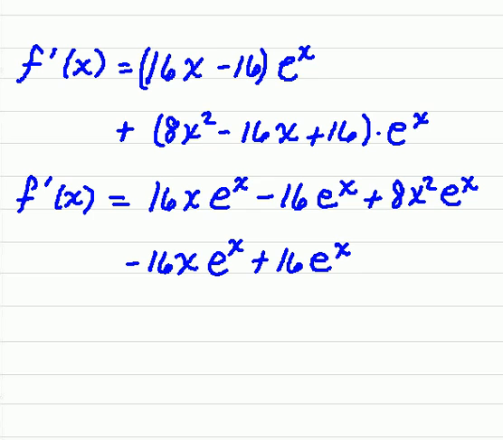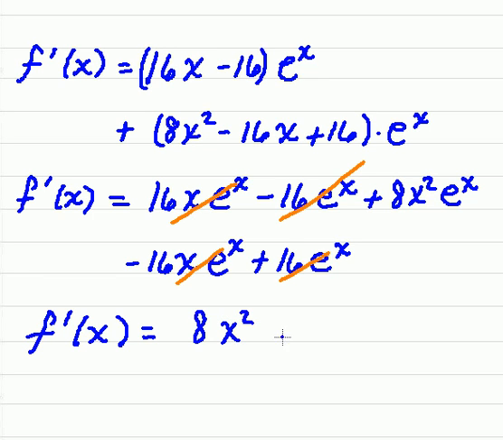Now, we can cancel some terms out. We have a negative 16 e to the x, that can be gone, and a positive 16 e to the x, right? We can get rid of that one. And we have a 16x e to the x and a negative 16x e to the x, so we can get rid of those guys there. And so now, after the smoke is cleared, we have f prime of x is equal to 8x squared e to the x. So you always want to simplify your answers if they simplify and look nice like this one.